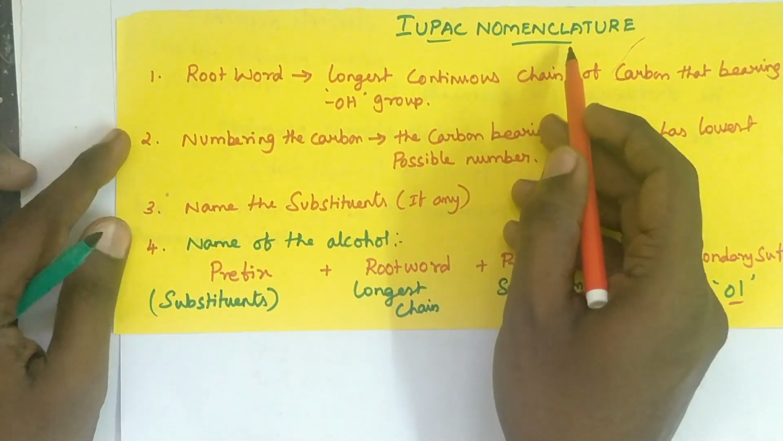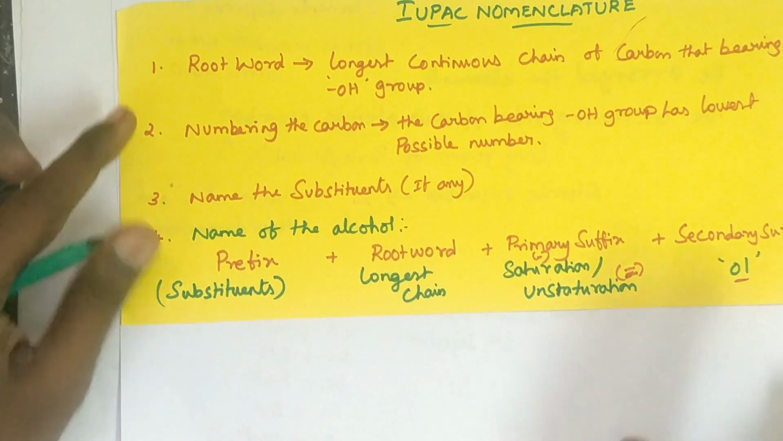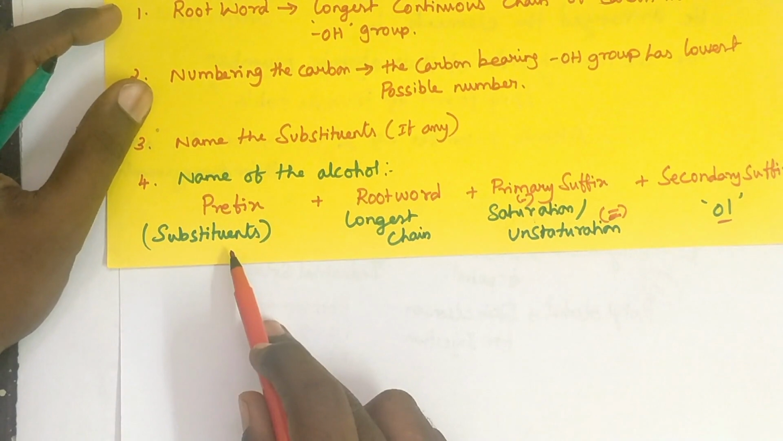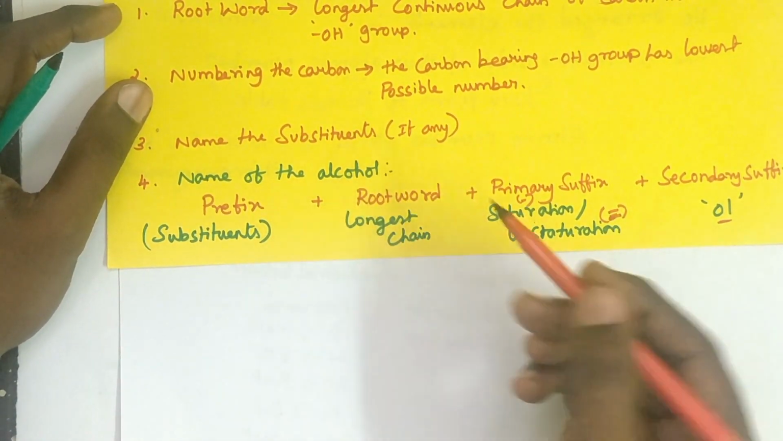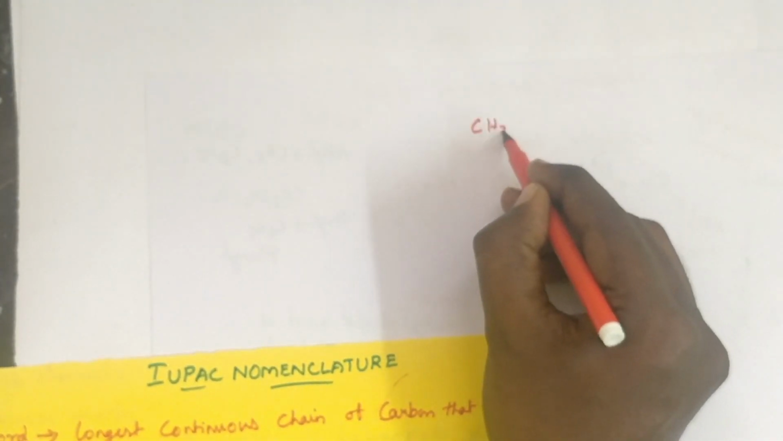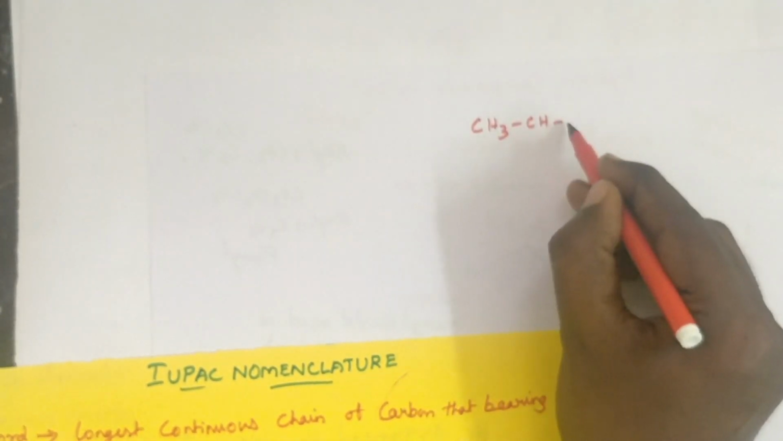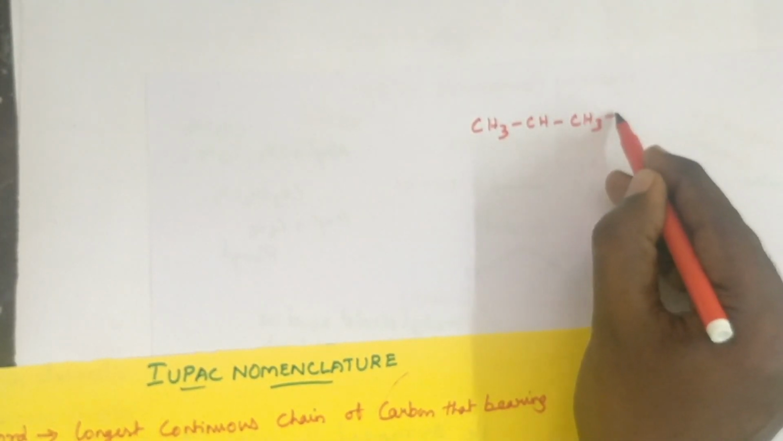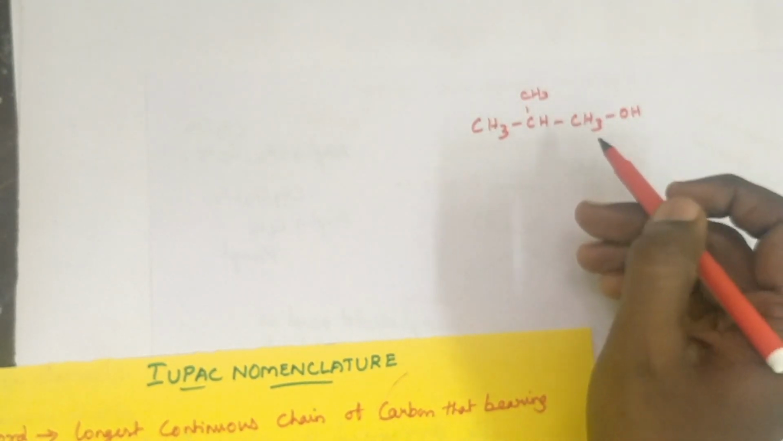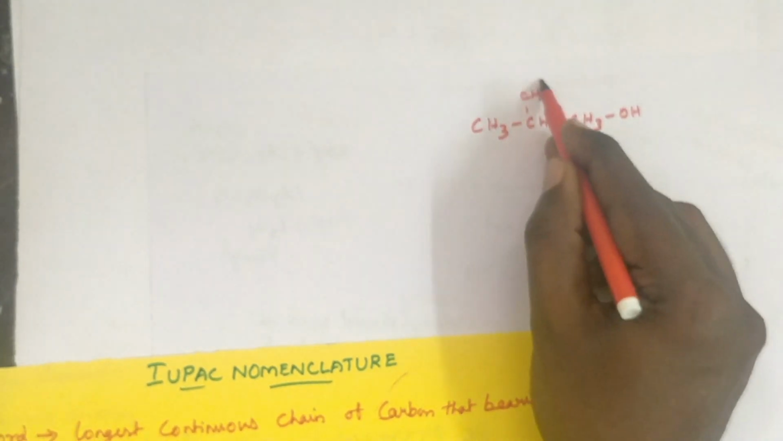So next topic is IUPAC nomenclature. Already we have seen the steps. Just remember once again, I will revise the steps. First we have to see the prefix, that is the substituent, any substituent present in the branches. Branches means, suppose you consider this example CH3, CH3, OH. If there is a substituent, depending upon the compound, it is a substituent present in the compound. So first you have to consider this one as prefix.